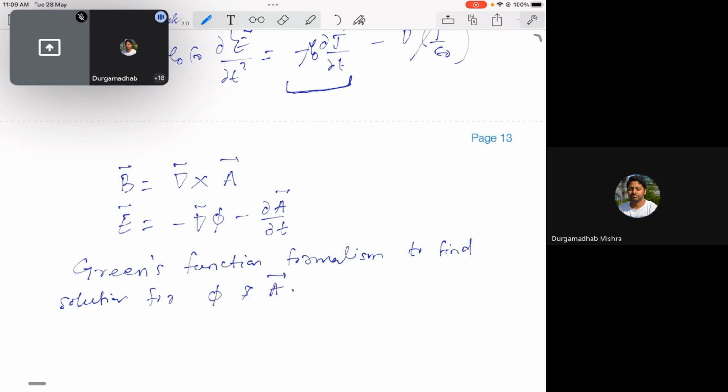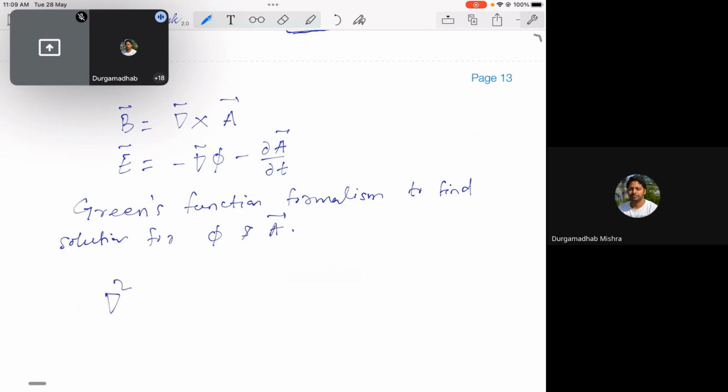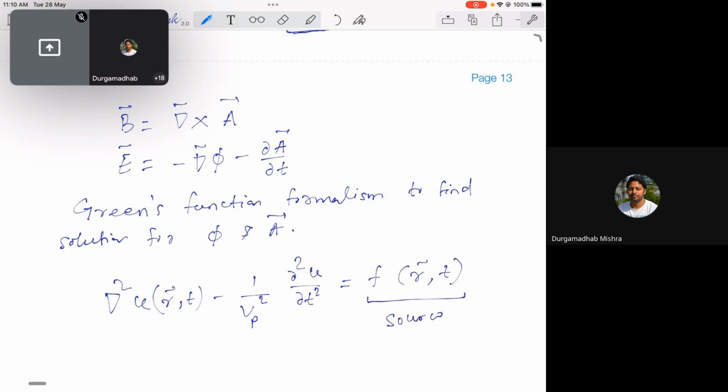The basic solution for this kind of inhomogeneous differential equation is, I will just write down the mathematical expression in general, and then we will extend it to the scalar and vector potential. The general Green's function formalism is like you have a function: del squared u(r, t) minus 1 by v squared del squared u by del t squared is equal to a function f(r, t). And this f(r, t) is what we call a source term.